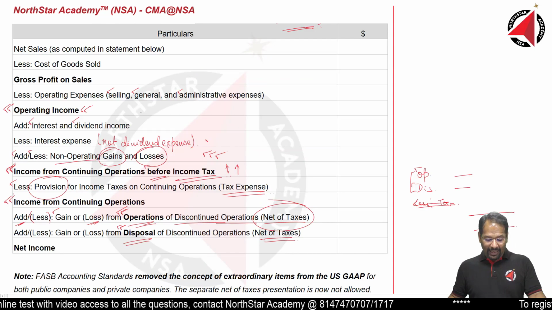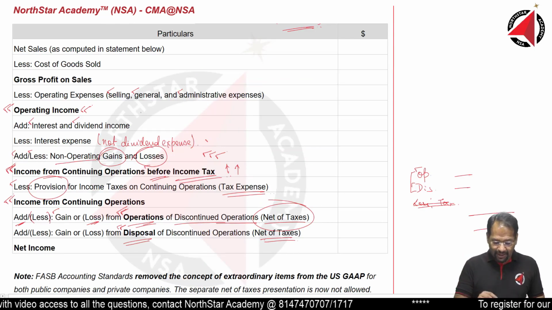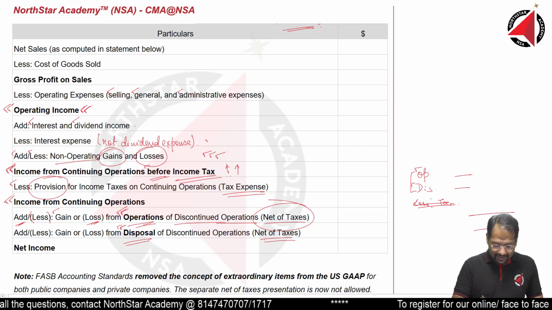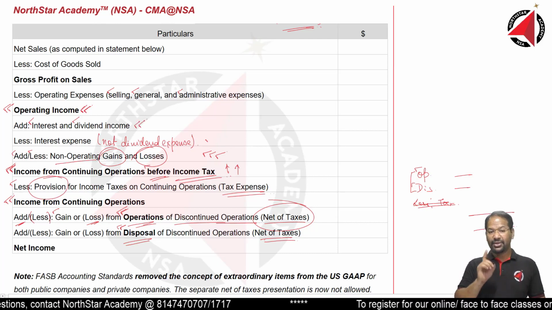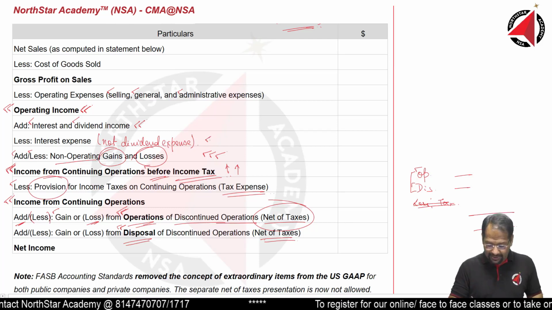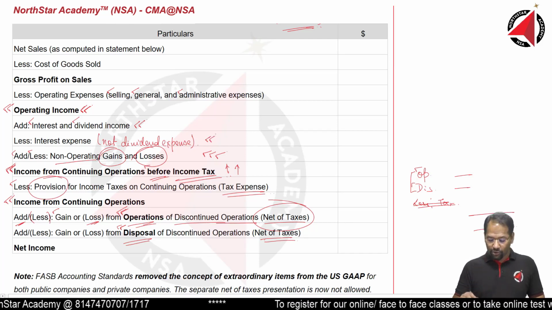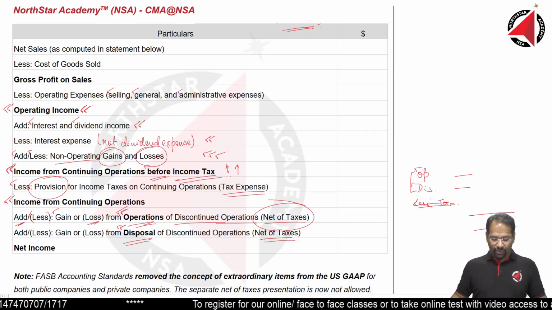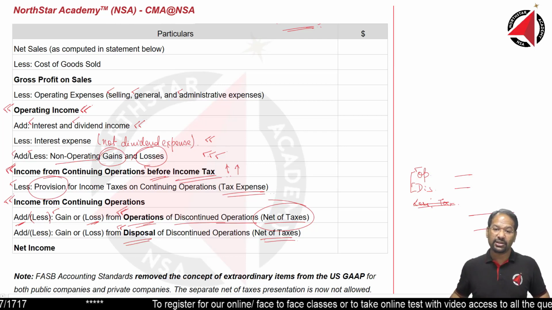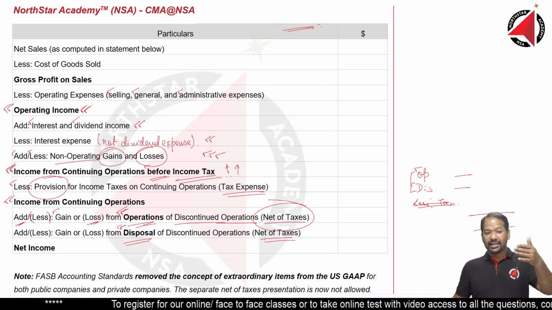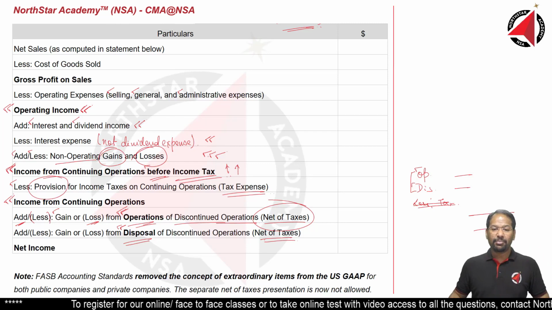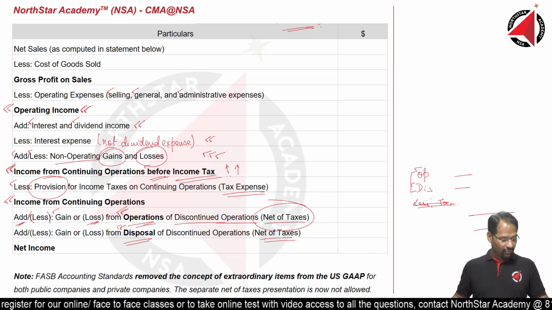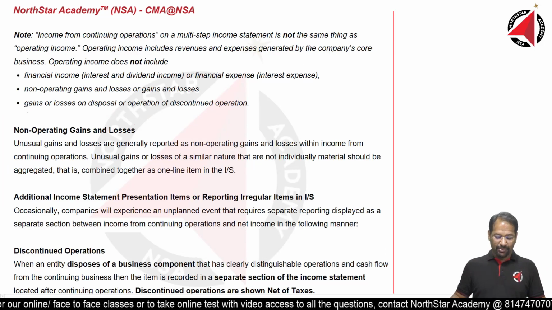Let's go back and check out our statement. So, we have done operating income. From operating income, we add interest and dividend income. We add and then we subtract interest expense. And we also add or subtract non-operating gains and losses, and then we get income from continuing operations before taxes. So, is operating income and income from continuing operations the same? Answer is not at all. It will never be the same. Alright.